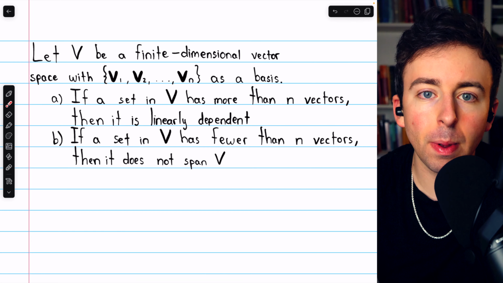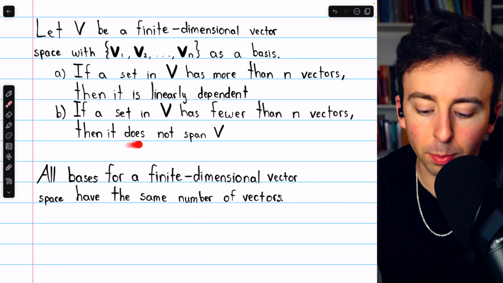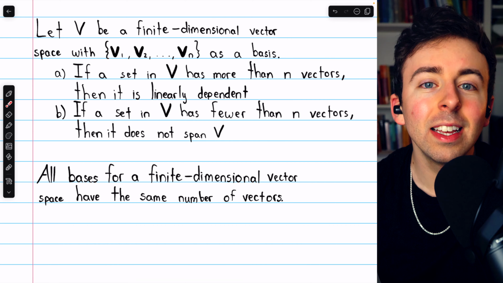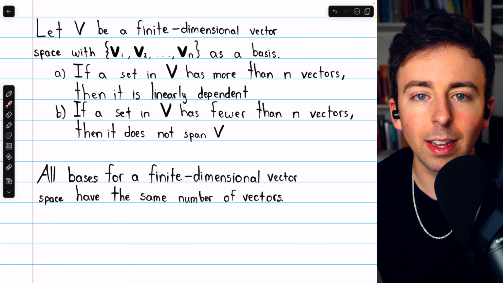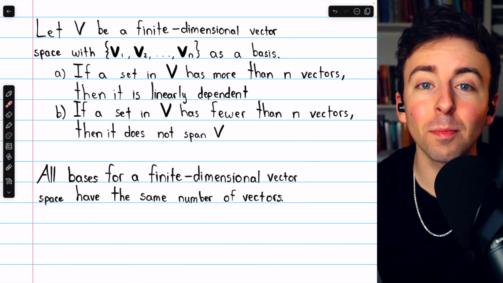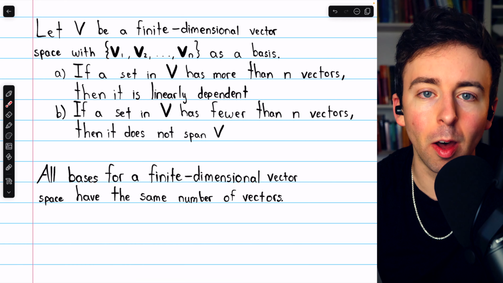Every basis will have that same number of vectors, because if we had a set with more vectors, that set would have to be linearly dependent, hence not a basis. If the set had fewer vectors, then it couldn't possibly span the space, hence, once again, not a basis. Since every basis for a vector space has the same number of vectors, that number of vectors is a perfect candidate for the definition of dimension.